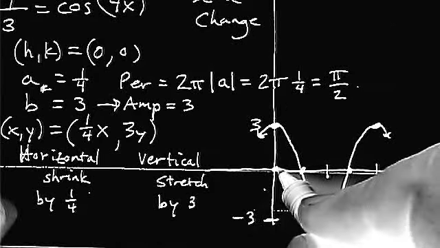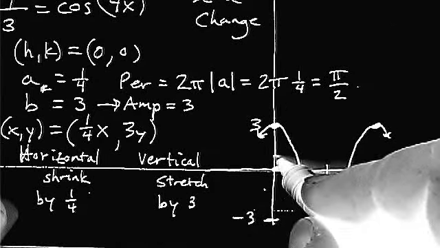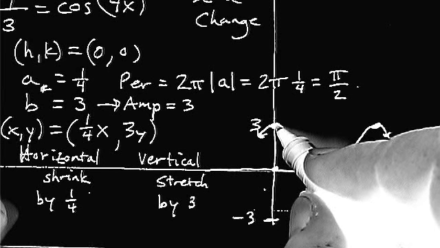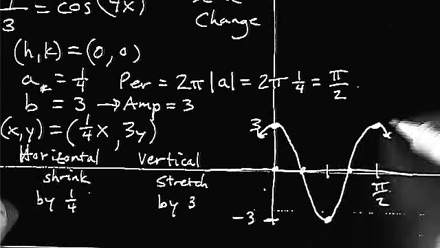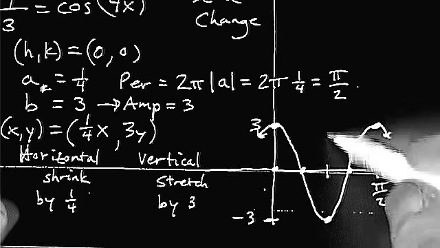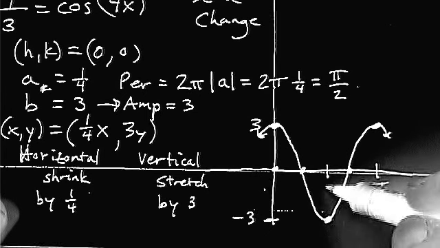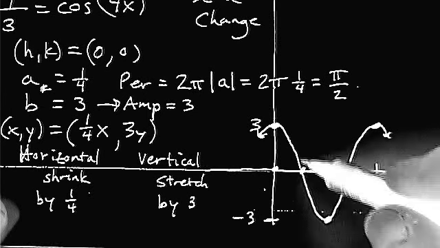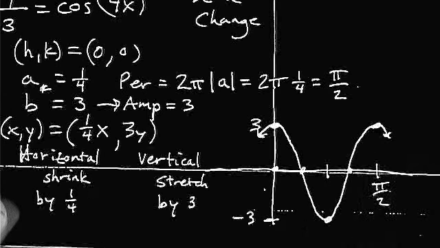So here's my graph. HK sits here. This time, the maximum is 3 units above, and we have to go over here to pi over 2 to find another place where we start the wave over again. Halfway in between, we're at the bottom of the wave, which is 3 units below the center line, and we can find the points in the middle and draw the wave.